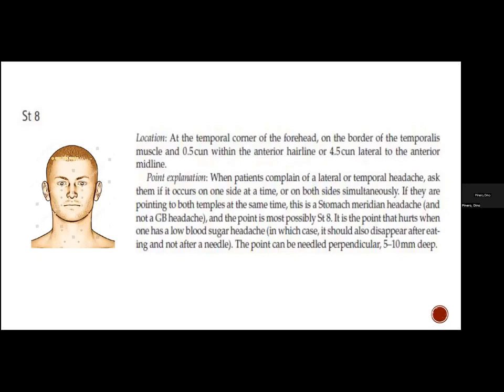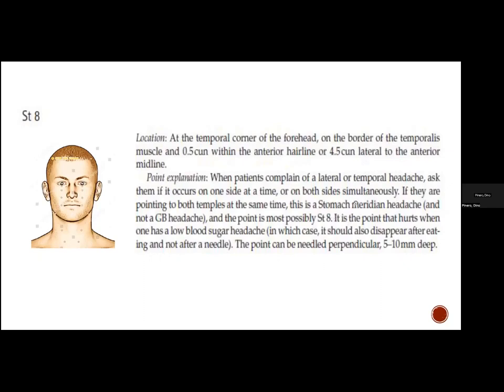Sa point explanation, when the patient complained of a lateral or temporal headache, ask them if it occurs on one side at a time or on both sides simultaneously. If they are pointing to both temples at the same time, this is a stomach meridian headache and not GB headache. So the point is most possibly stomach ache. So tatanungin natin ang pasyente kung ang both temporal area is masakit. We could say that this is a stomach ache headache and not a GB headache.